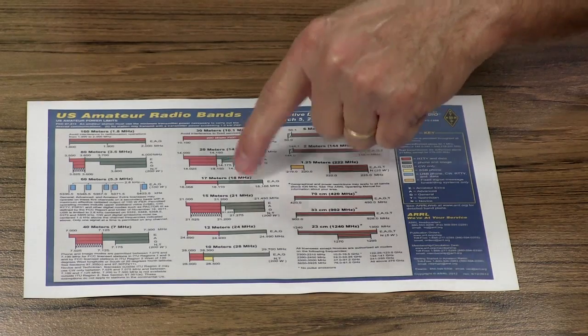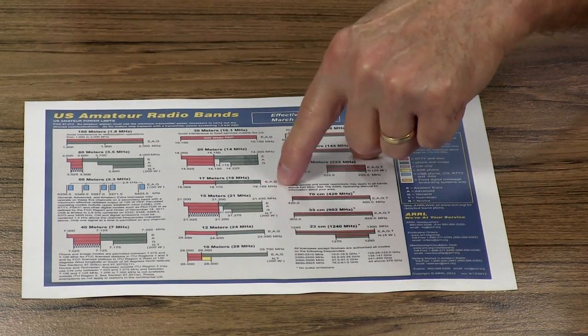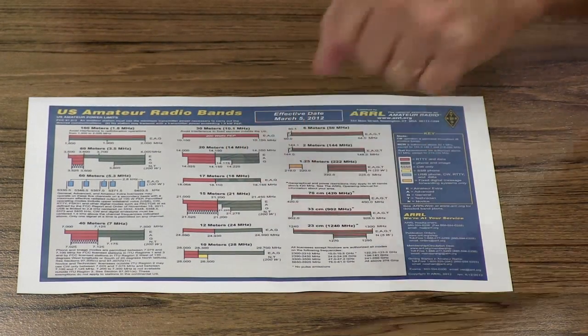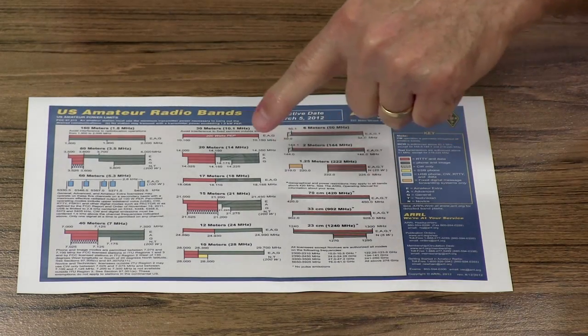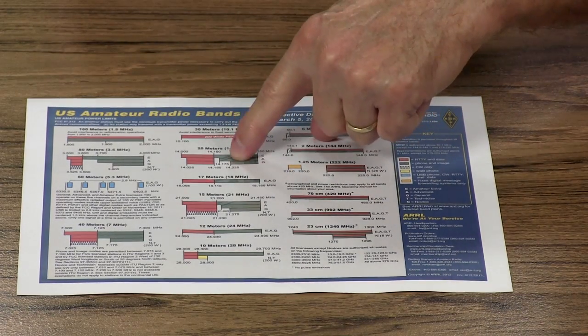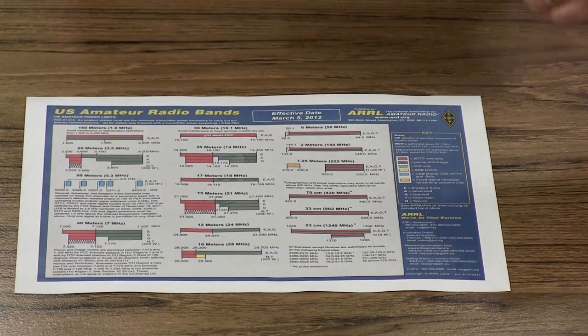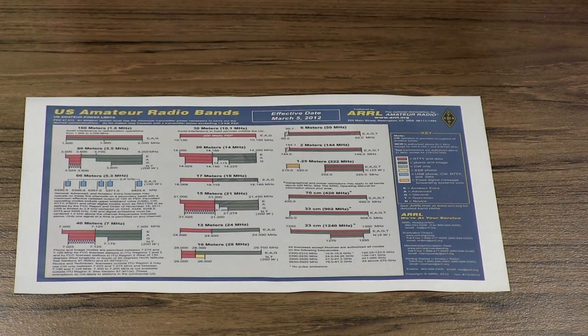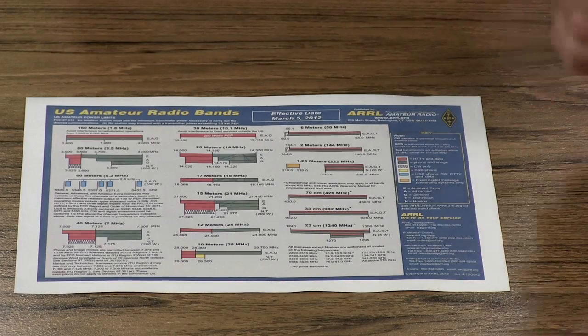Some of the bands, extra, advanced, and general get to use the whole band, but on some of the other bands, the extras and the advanced get a little more. Now, you can't get an advanced class license anymore. They quit issuing those some years ago, but there are still people with the advanced license, like our buddy Wayne. So we still have them shown in the band plan here.